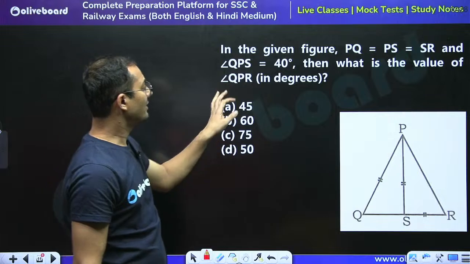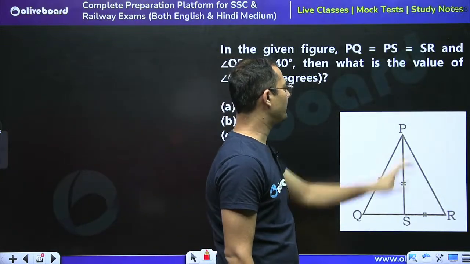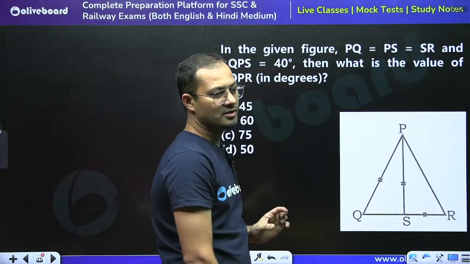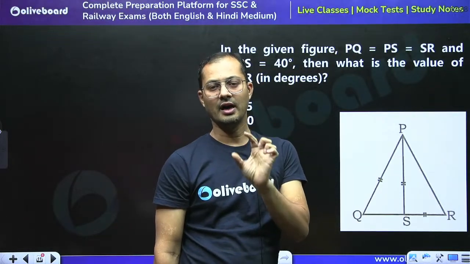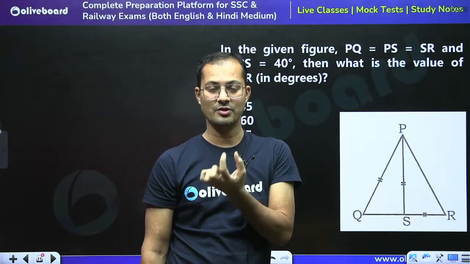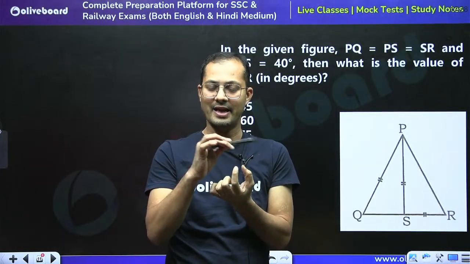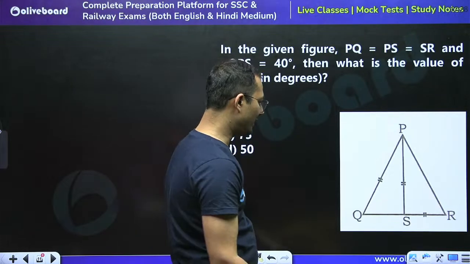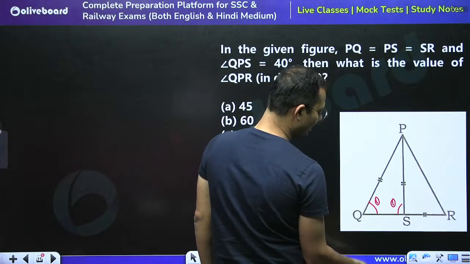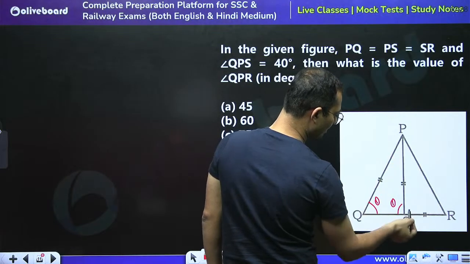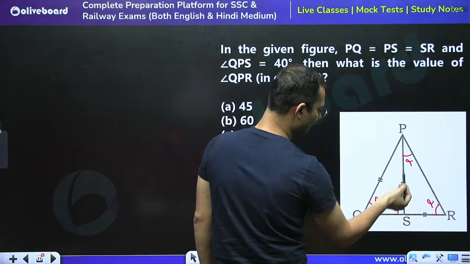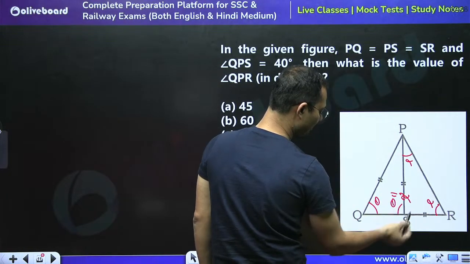In the given figure, PQ is equal to PS. Whenever two sides of a triangle are equal, their opposite angles are also equal. So if this angle is theta, and PS is equal to PR, this is alpha and this is alpha. So theta is equal to 2 alpha, because of the external angle.